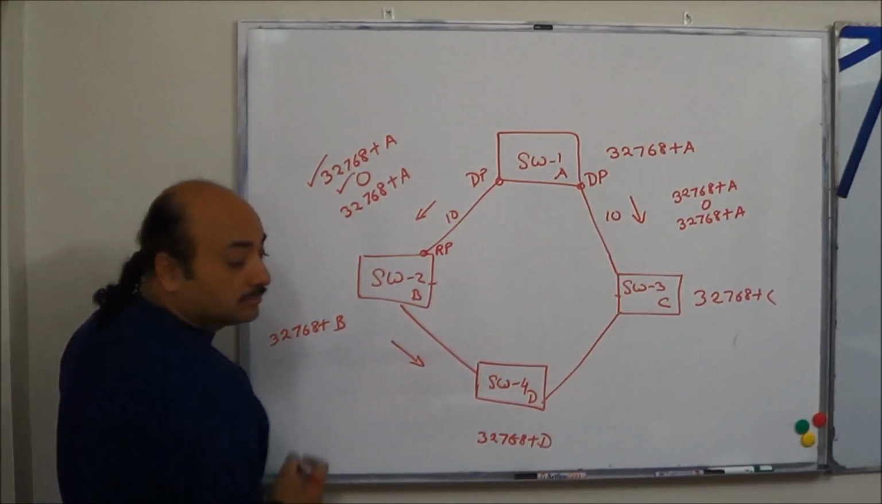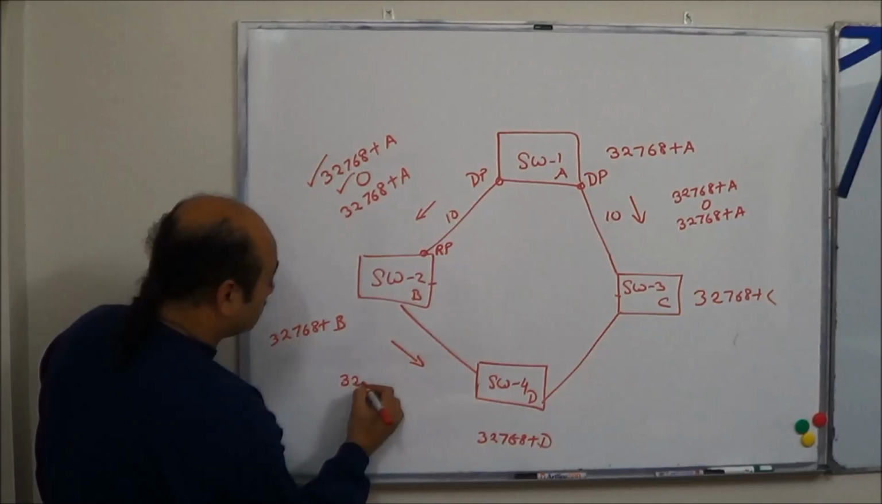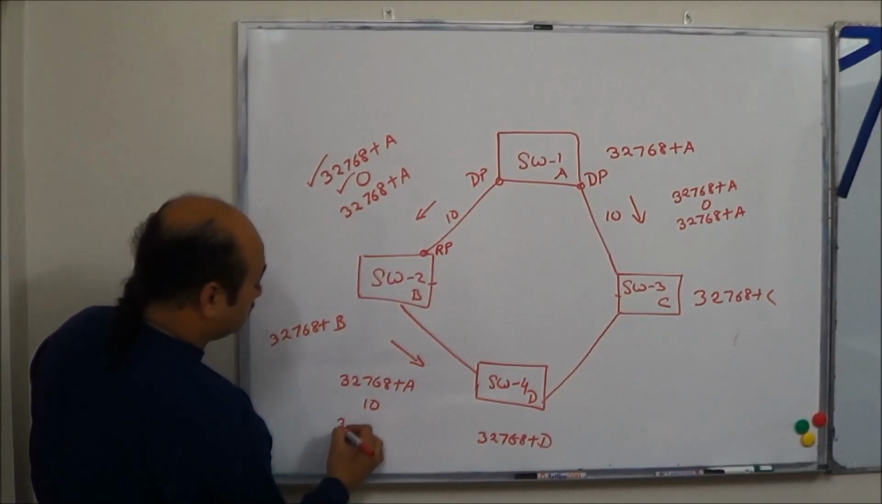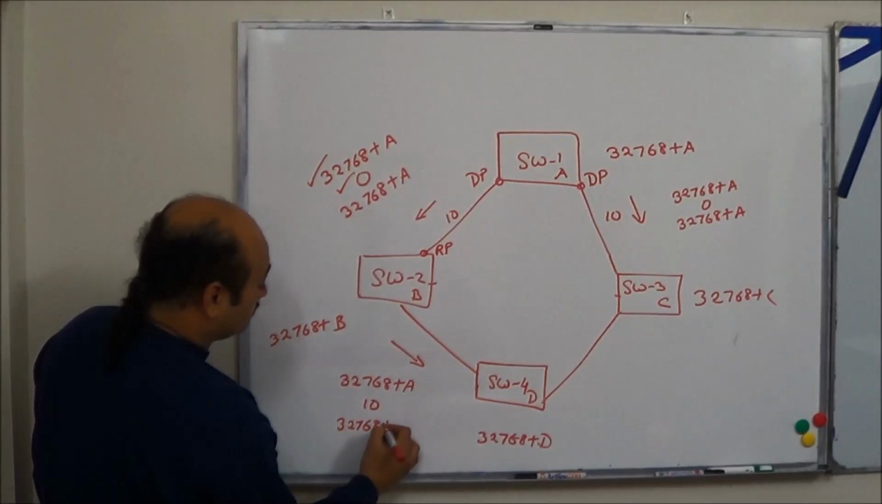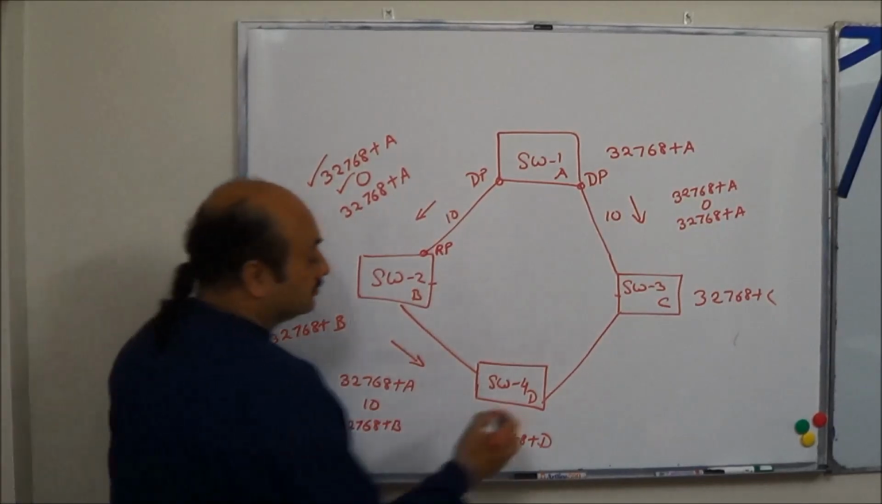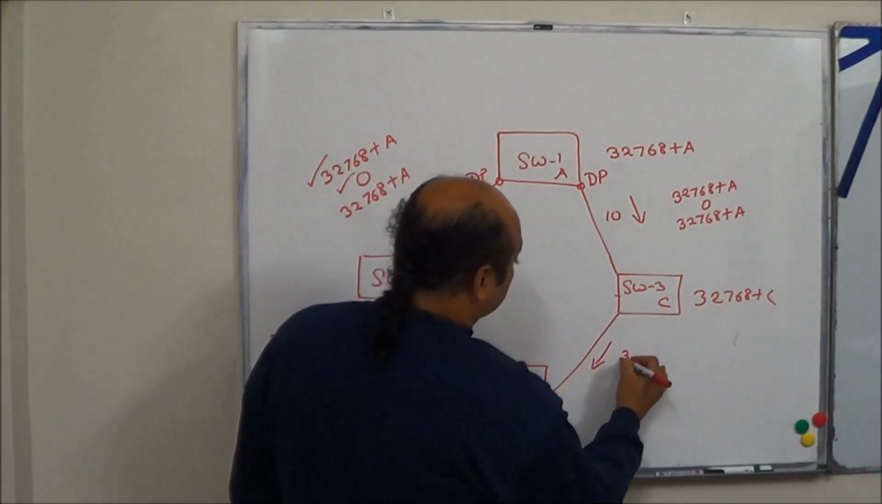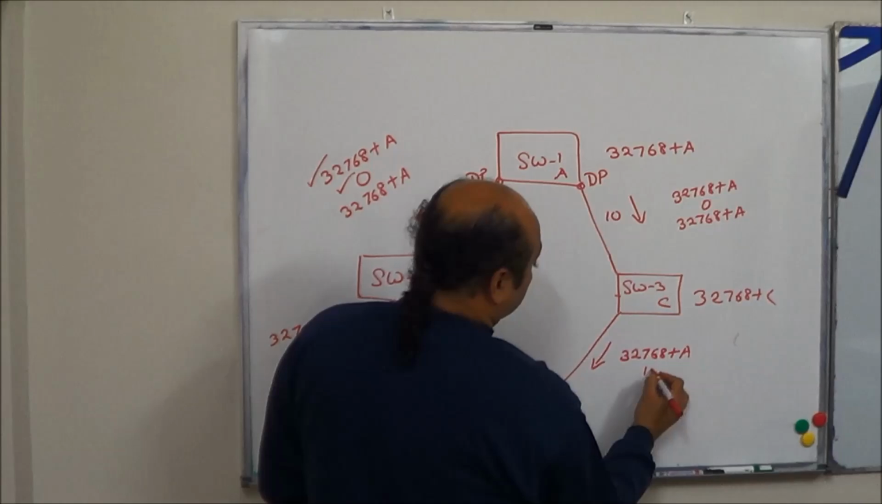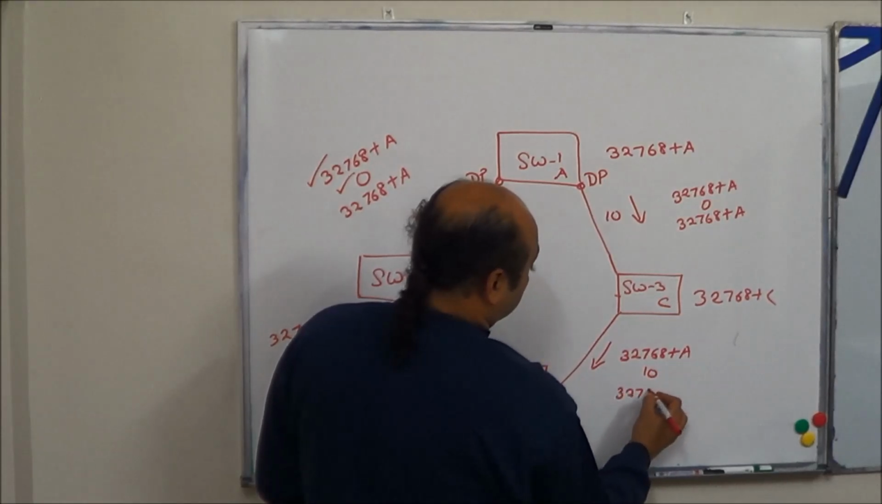What gets sent out here is 32768 plus A, RPC 10, 32768 plus B. What gets sent out here is 32768 plus A, RPC 10, 32768 plus C.